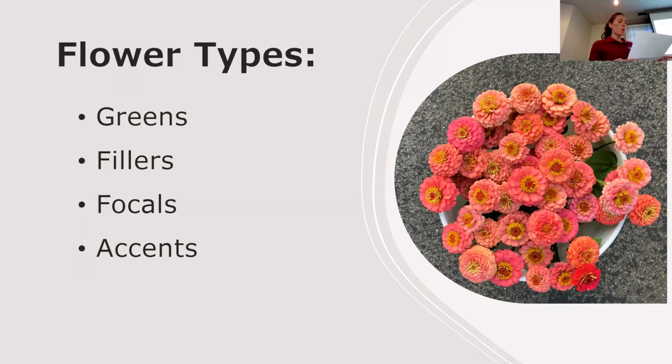The accents are your smaller flowers. Sometimes they're spikes like your snapdragons. And they add whimsy, height, and texture to your arrangement. So you can do celosia, cosmos, ageratum, gomphrena, scabiosa, nigella, some grasses. And if you have smaller flowers that you want to cluster together, you can group a few, like three small ones together, and then place them around the bouquet.